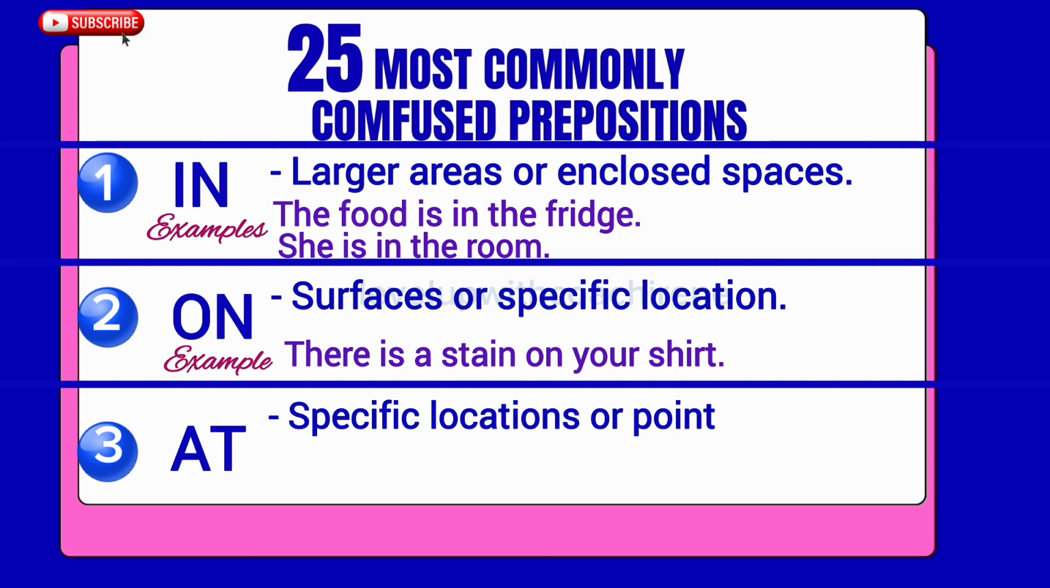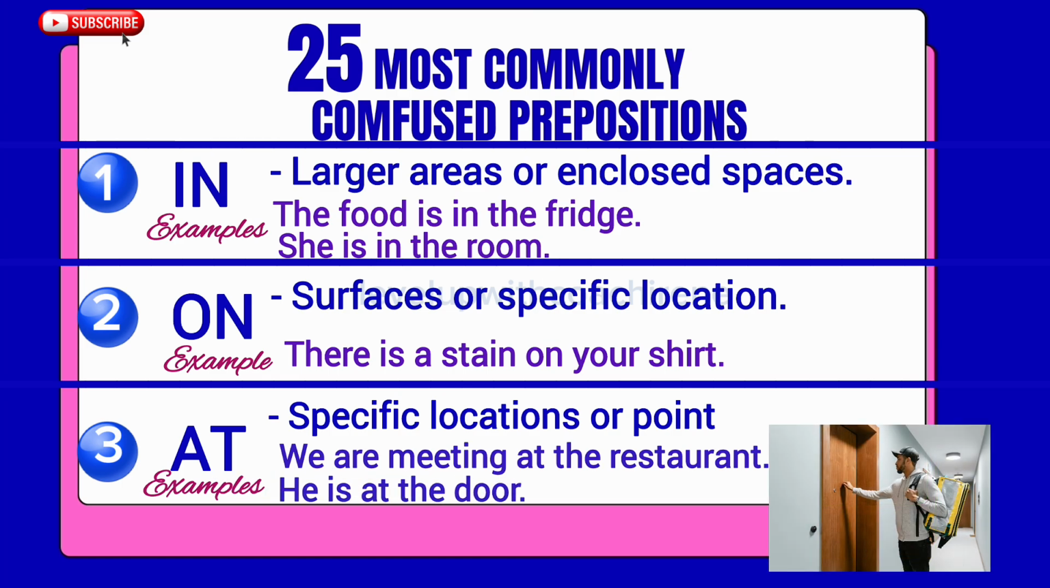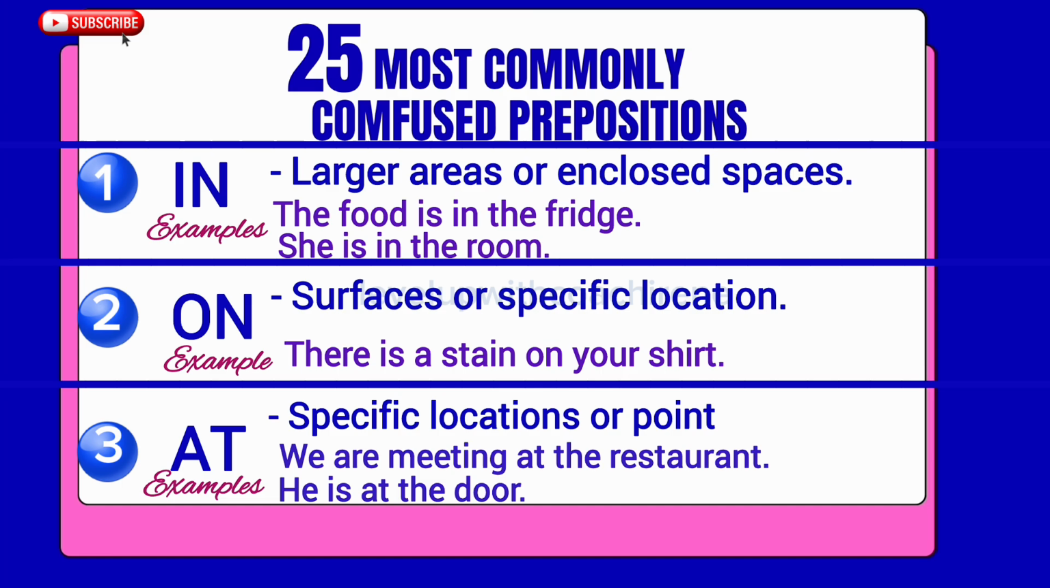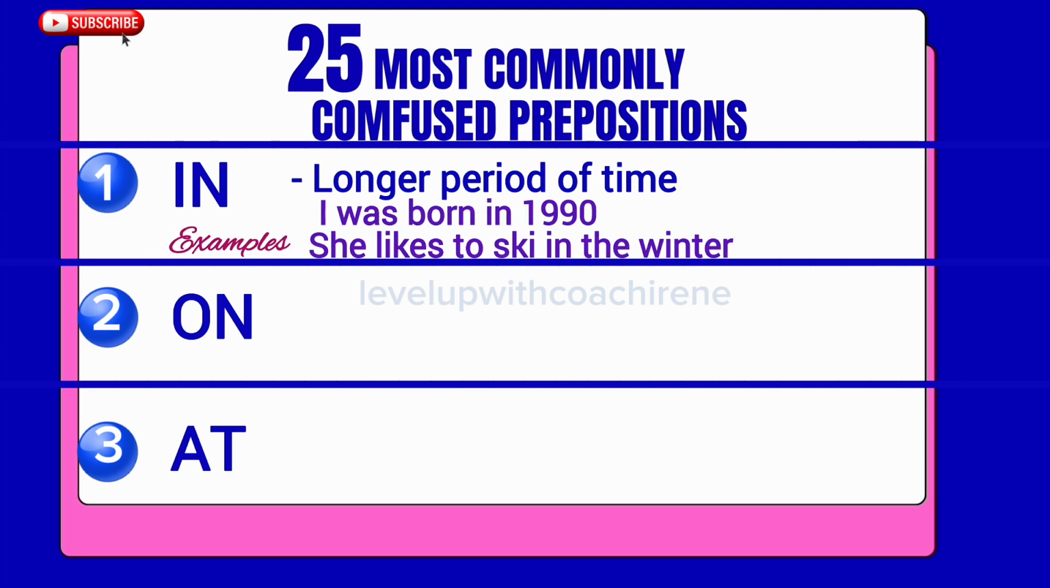At is used when referring to specific locations or points. It refers to a more precise or specific point in space. We are meeting at the restaurant. He is at the door. Another difference between them is that in can be used for longer periods of time, like months, years, centuries, or seasons. For example, I was born in 1990. She likes to ski in the winter.